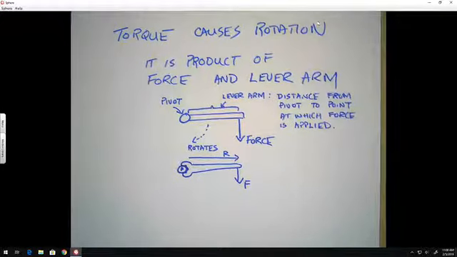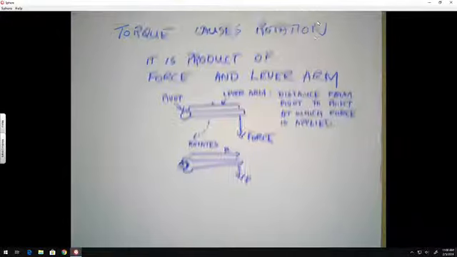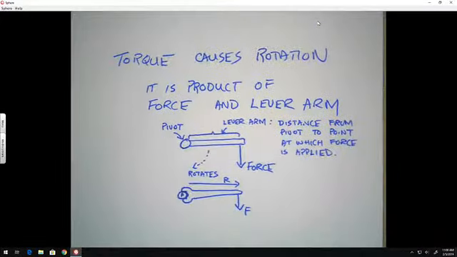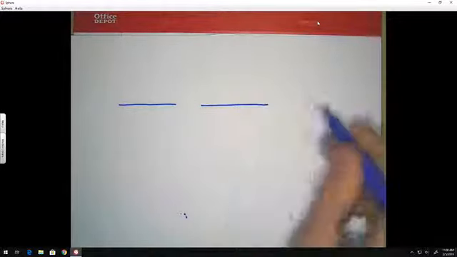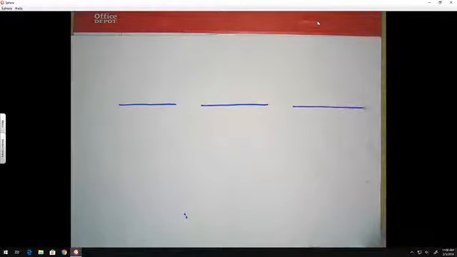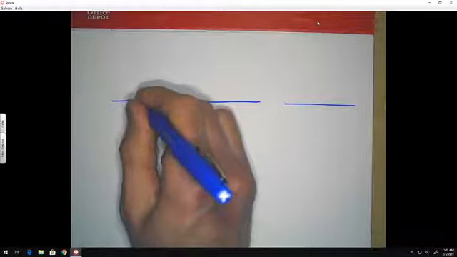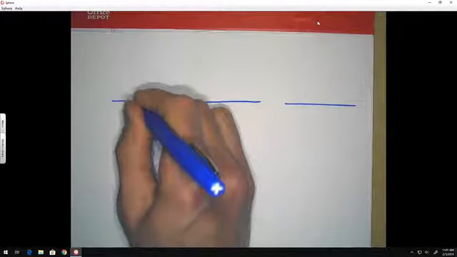Let's look at the calculating part of this, and we'll take some examples. Let's think about meter sticks. I'm going to draw 3 lines, and these are going to be like the meter sticks that we used in our lab. I'm going to put a P for a pivot right in the middle.